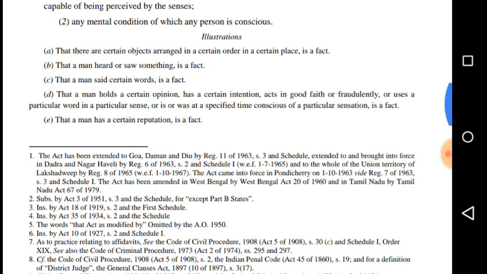E, that a man has a certain reputation is a fact. I am an LLB student, so it's a fact. My name is XYZ, it's a fact.